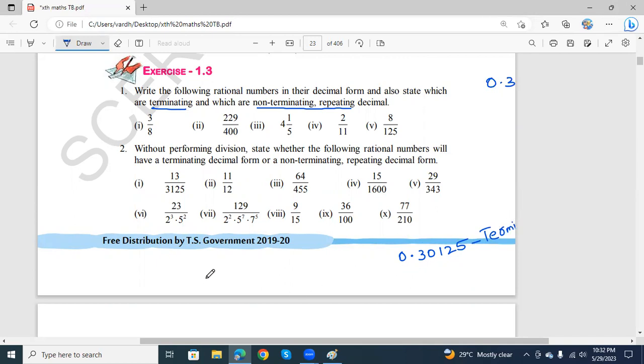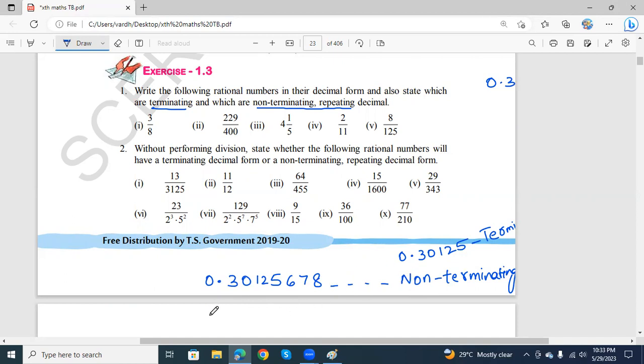For example, if I write 0.30125678 and so on, this is called a non-terminating decimal. This number has infinite numbers after the decimal place. In the decimal place value, it has infinite numbers, so we will call it non-terminating. The digits are continuously coming.